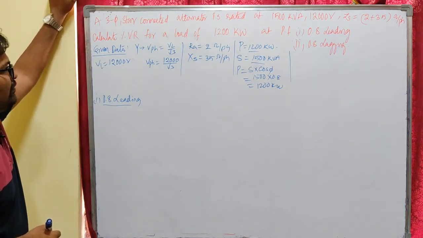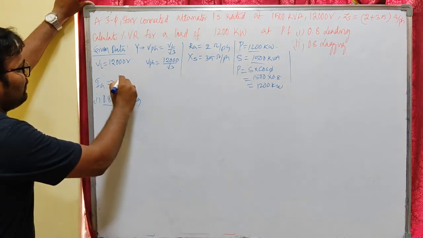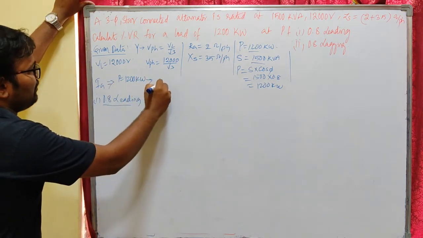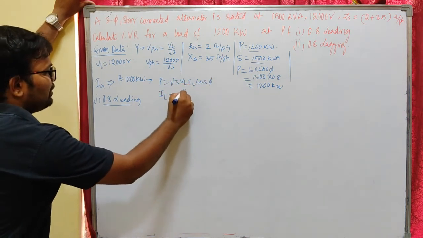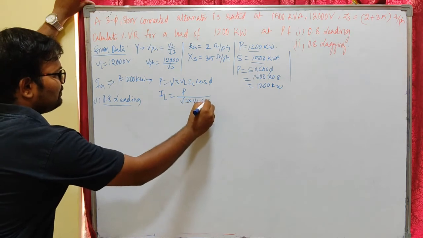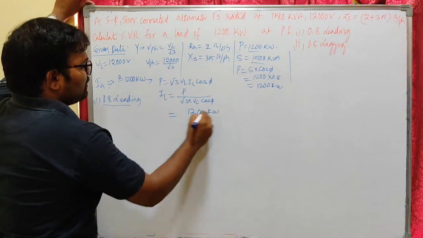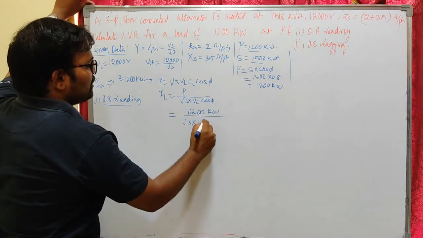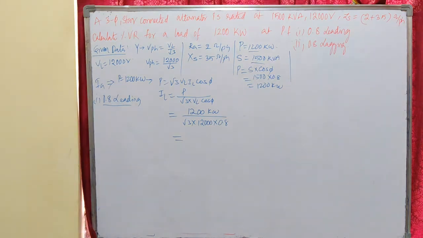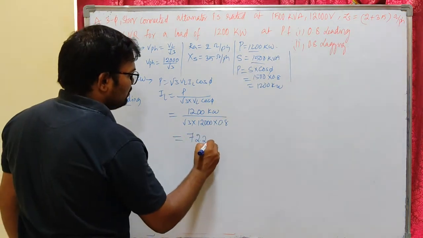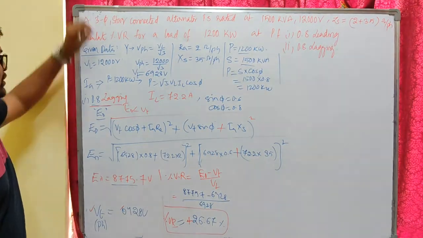Here we need to find one more thing, that is the armature current, the load current, for a power of 1200 kilowatts. We know that power equals root 3 into line voltage into line current into power factor. From this, IL will become P by root 3 into VL cos phi. So that will be 1200 kilowatts by root 3 into line voltage of 12,000 volts into power factor of 0.8. So the load current is 72.2 amperes.